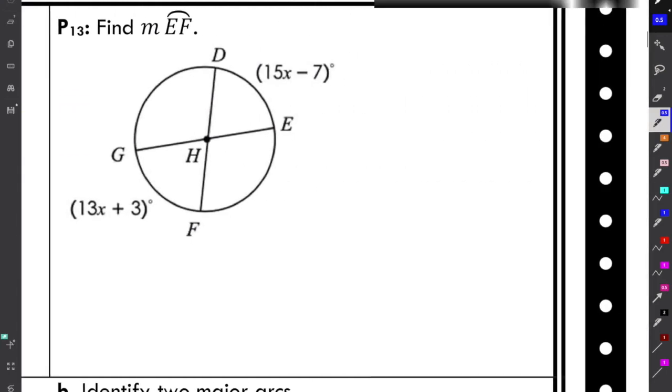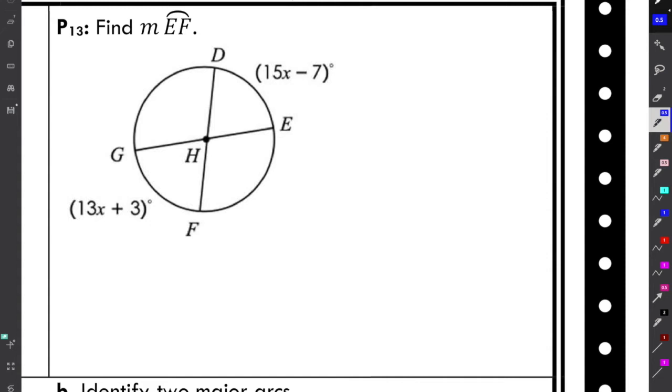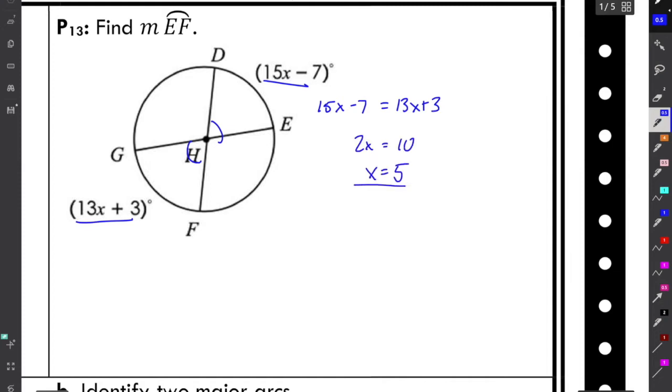Number 13. Find the measure of arc EF. If you notice here, my central angles are vertical angles. So the arcs that are their intercepted arcs have to be congruent. So we just set those expressions equal to each other and solve for x. So we get x is equal to 5.